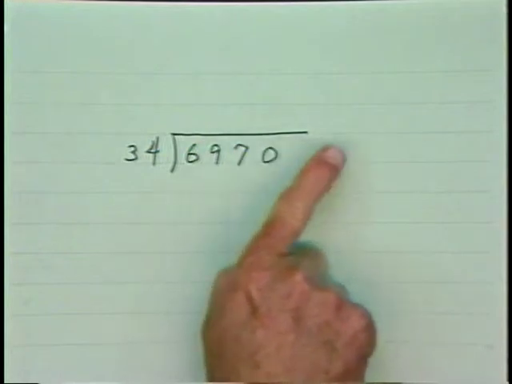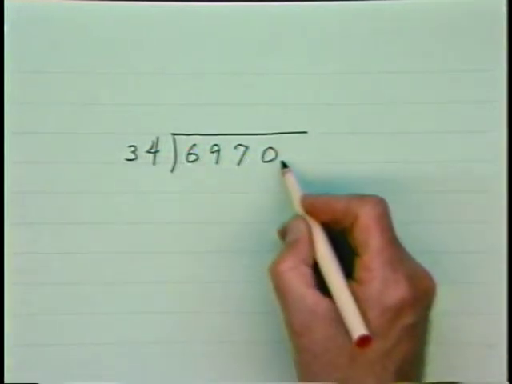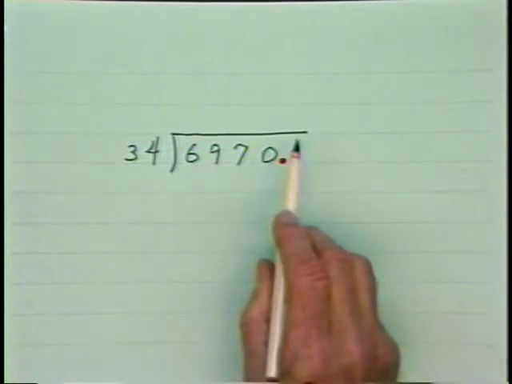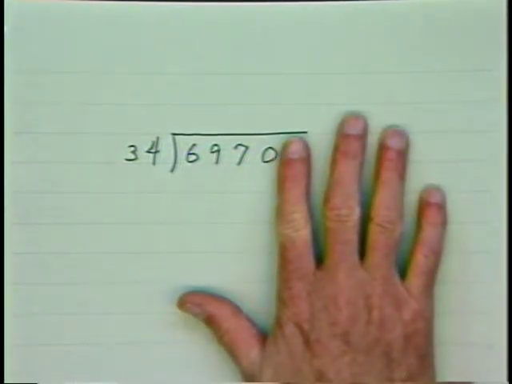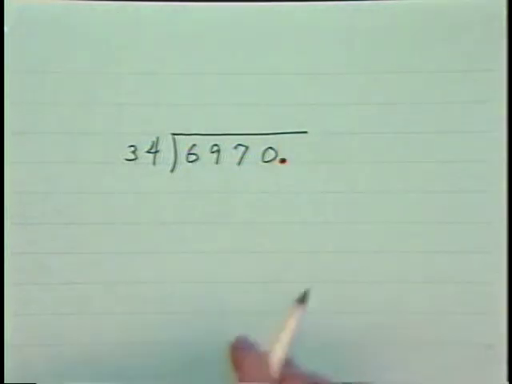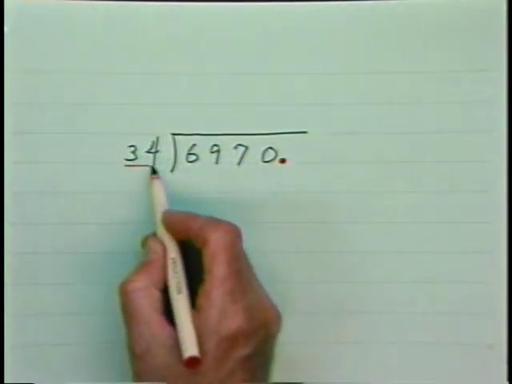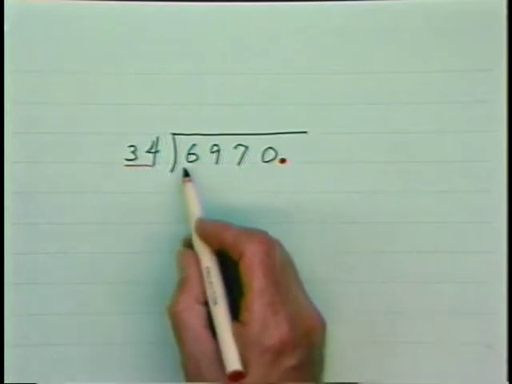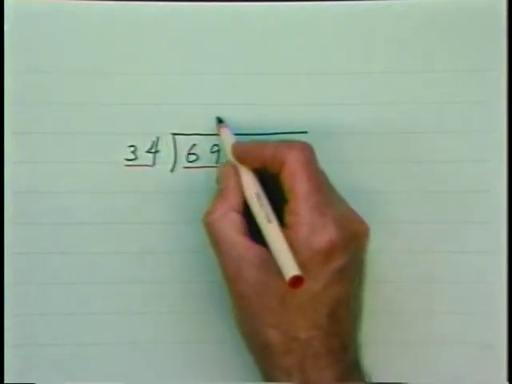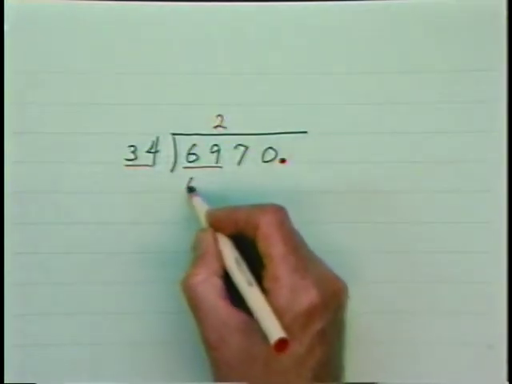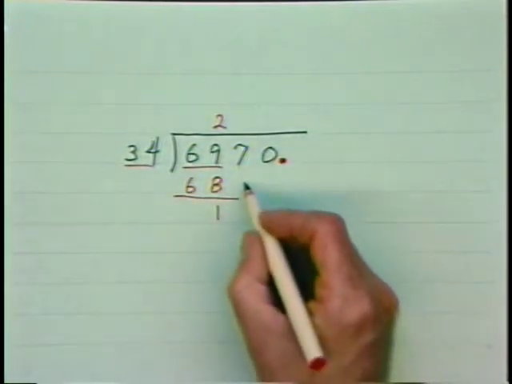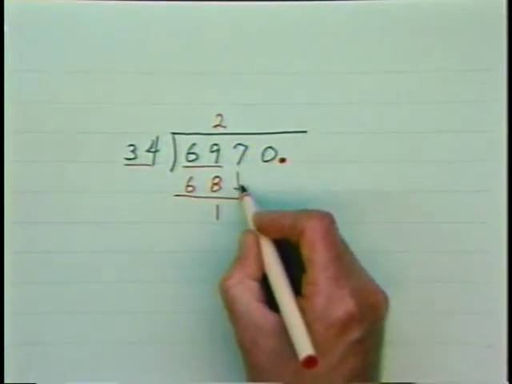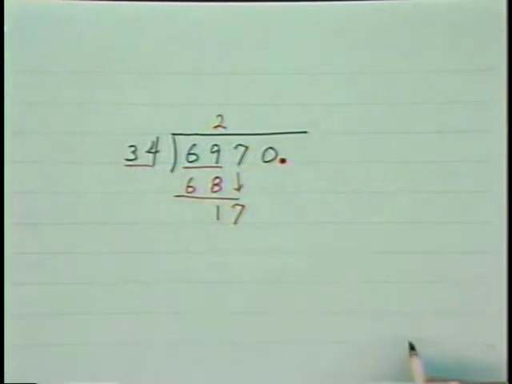Now notice it's not an end zero. We said end zeros are not necessary behind the decimal point. And that zero is not behind the decimal point. So it is necessary. So we will see that this divisor goes into this one approximately twice. Multiplying gives me 68. Subtracting gives me 1. Bring down my next place number.